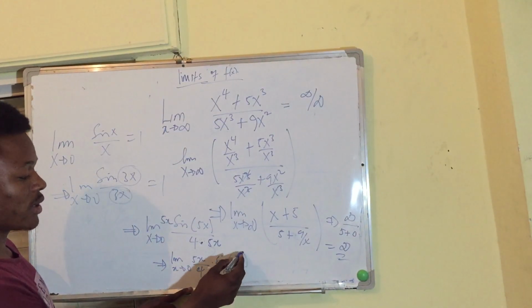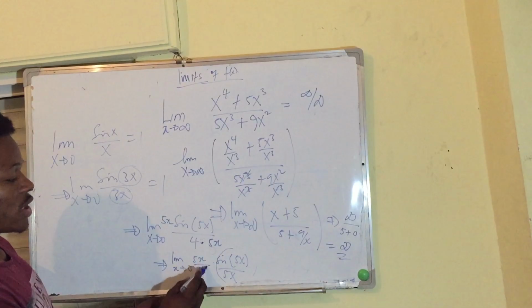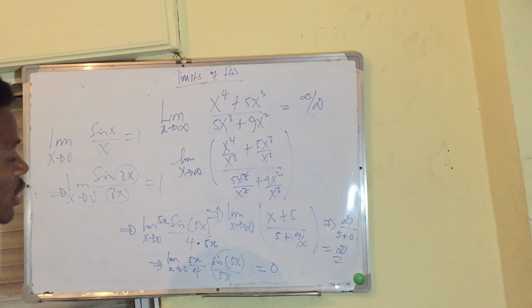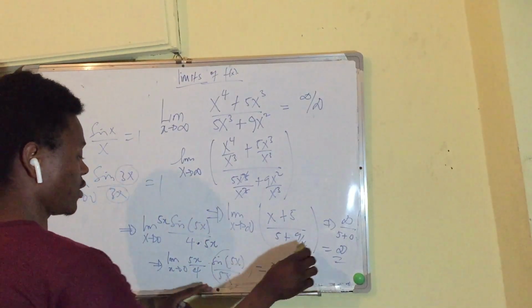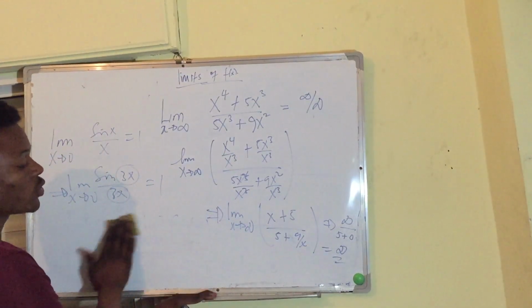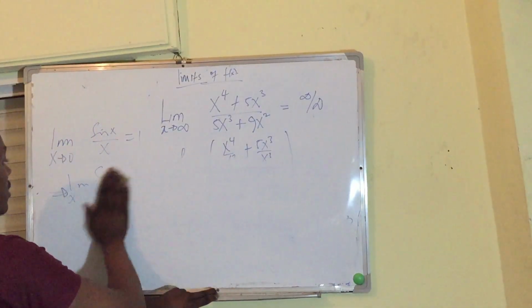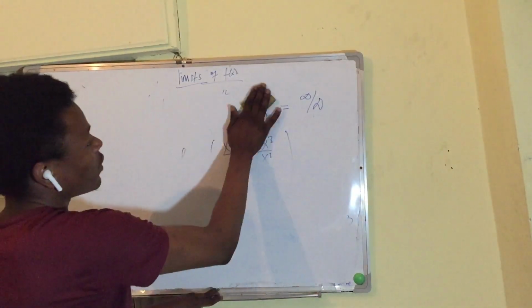Now when you apply the limit, here is 0. 0 times 1. The limit of this is 1. 0 times 1 is 0. So the limit equals 0. That is the case in trigonometry. There are some other relationships, but this is the main idea.